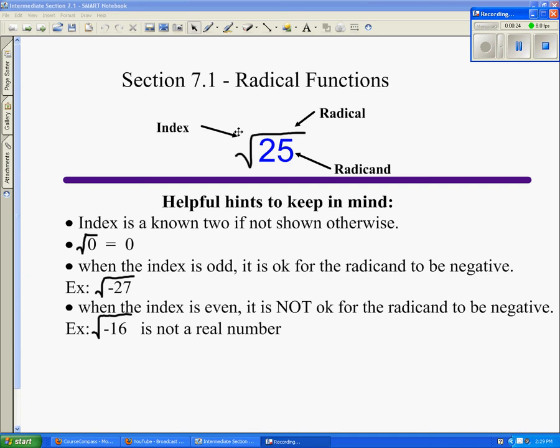If it is not showing, it's a known 2. That's the statement here. A couple of things are helpful. Square root of 0 is 0. Next, when the index is odd, that means when this number right here is odd, it's okay for the radicand to be negative. When the index is even, it is not okay for the radicand to be negative, and it gives us a number that is not going to be a real number. So we have some circumstances and some helpful hints to keep in mind right there.